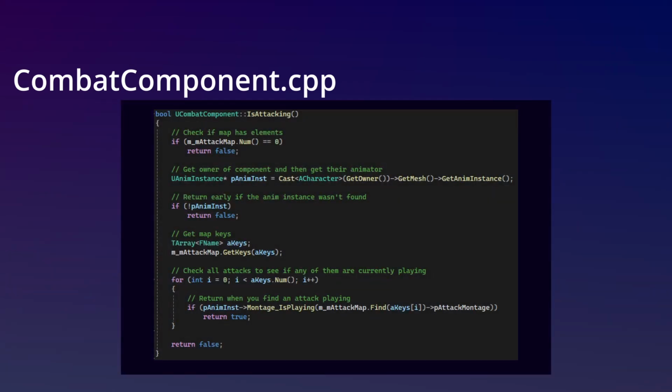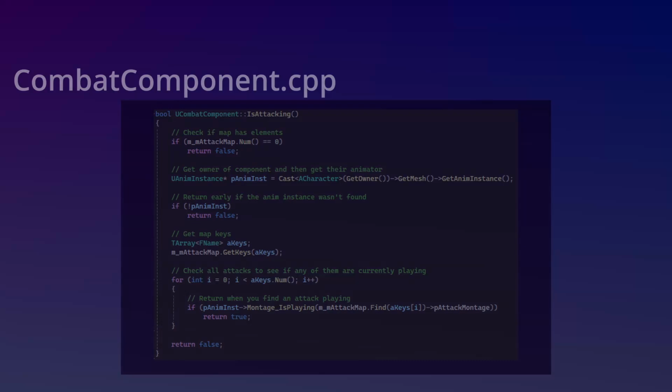Lastly, looking at the IsAttacking method, we first verify the anim instance and map as usual, get the keys from the map, and then finally we iterate through these keys and check if the anim instance is playing any montages from the attacks contained in the map. If they are, we return true, and if not, we return false.